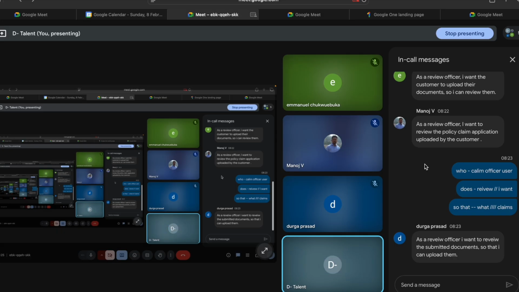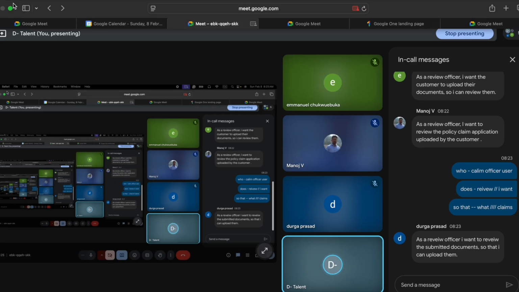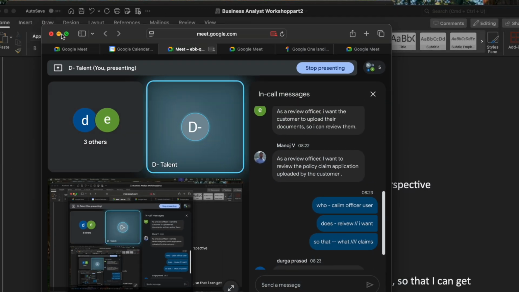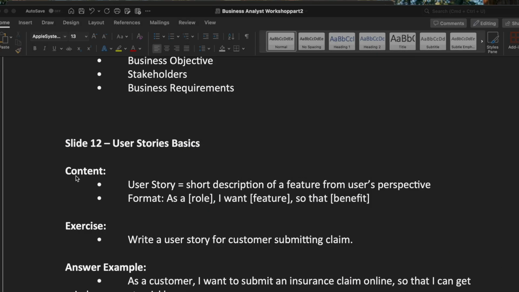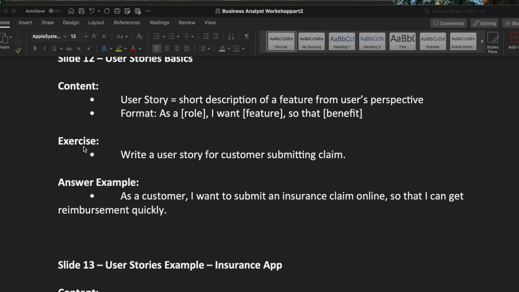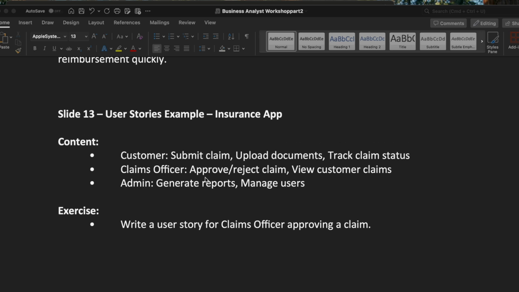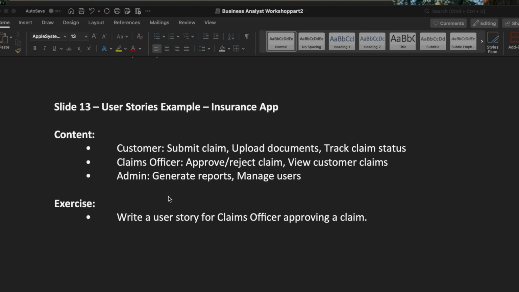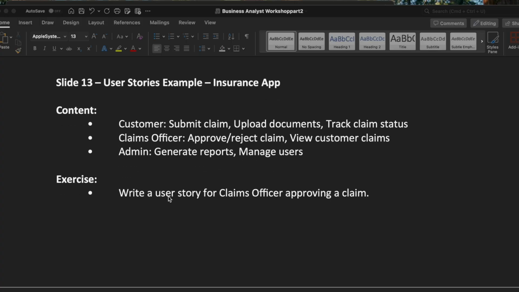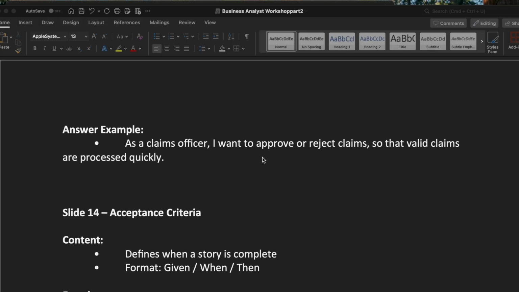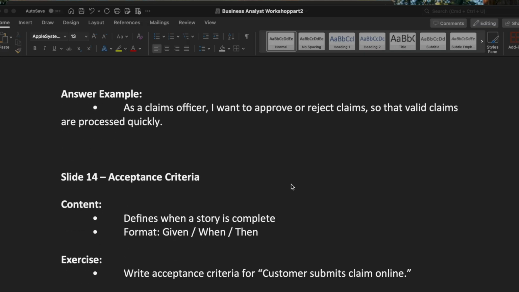If you don't know how to articulate or write this one, you can. Acceptance criteria is like your definition of done. So how do you make sure the developer built correctly? The developer builds whatever the business wants, whatever you mention in the user story, right? So that's your acceptance criteria. You can say Given, which is a precondition. What is given? The customer uploaded the claims already. That's the given part for us, right?